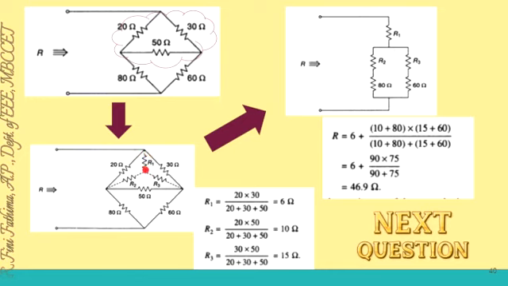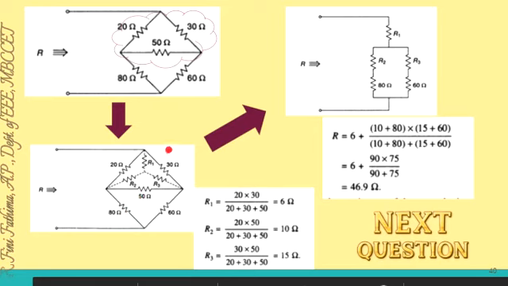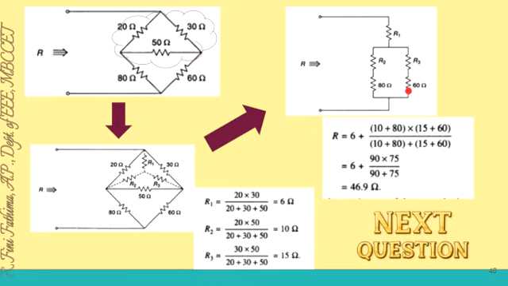Similarly, we get R1 by multiplying 20 into 30 divided by 100. 20 into 30 is 600, and 600 divided by 100, the value is 6. Similarly, we will find R3 and then redraw the circuit. So my next circuit will be this R1. The current through R1 divides into R2 and 80, and R3 and 60.